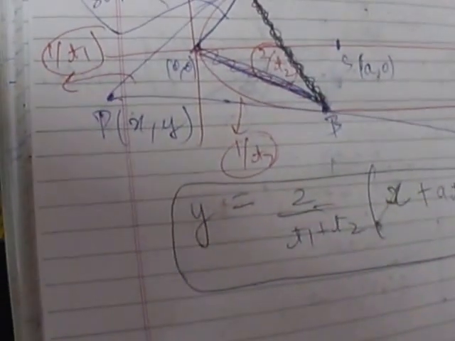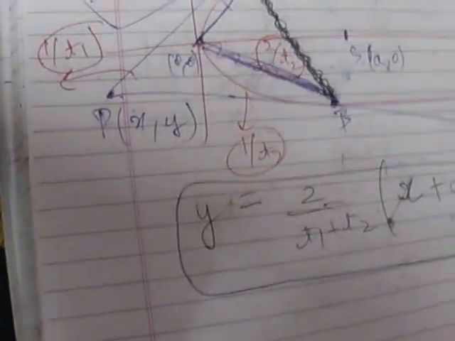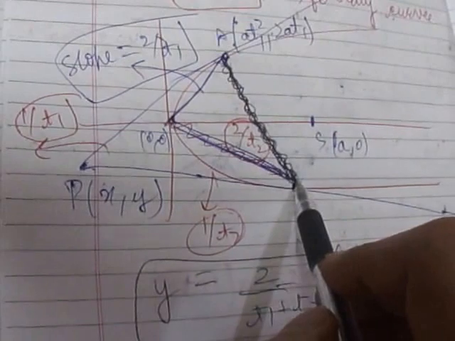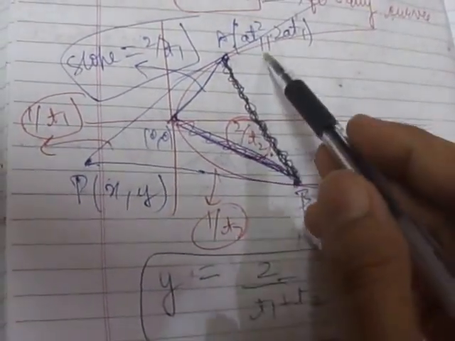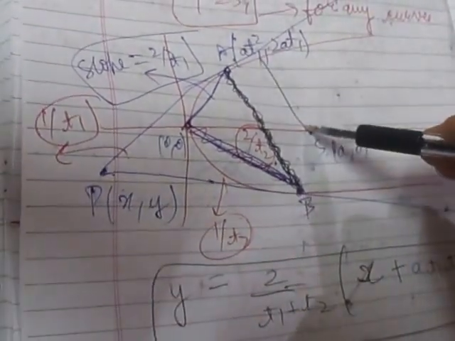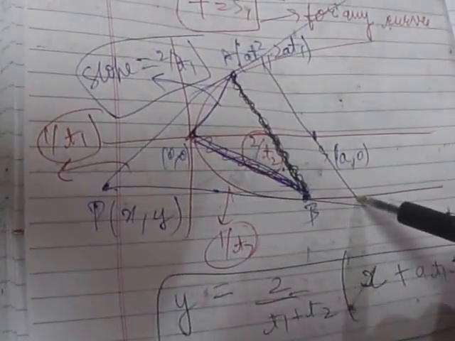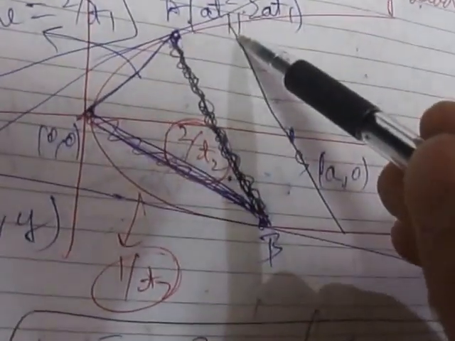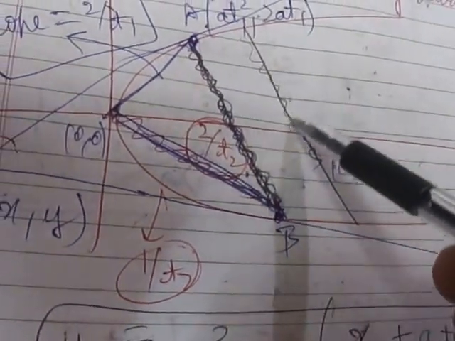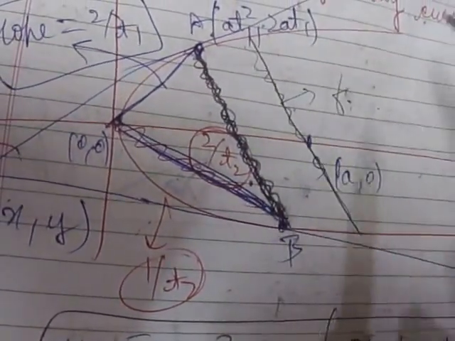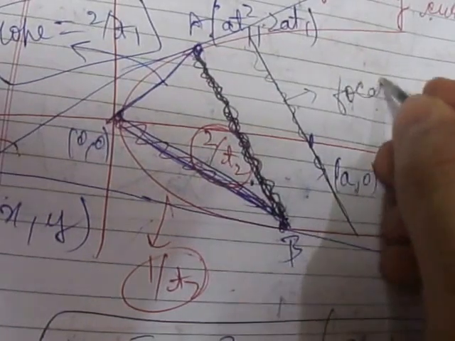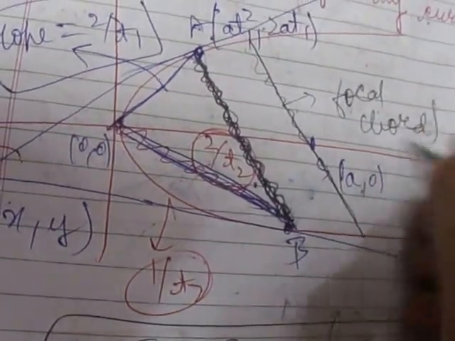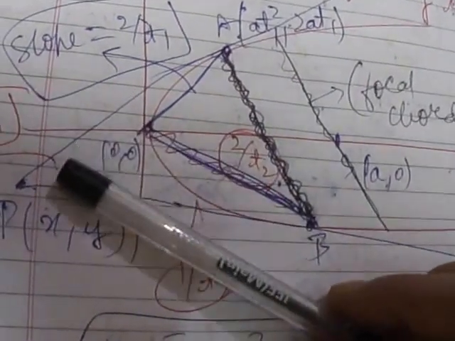A focal chord is a chord that is passing through the focus, but this is not the focal chord. The focal chord is like this. This is the focal chord, which I have made with red and black pen.